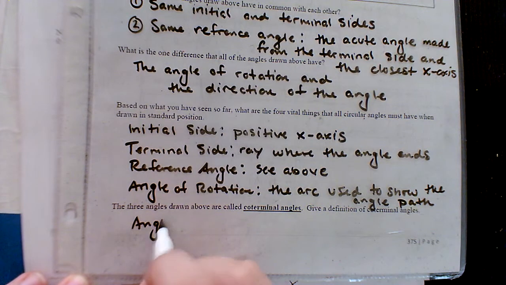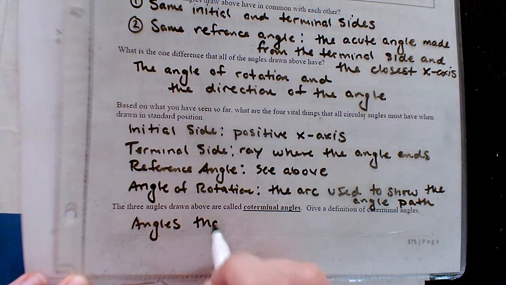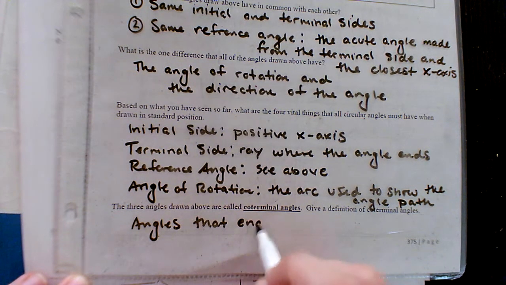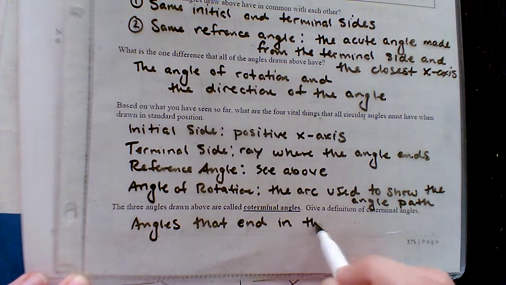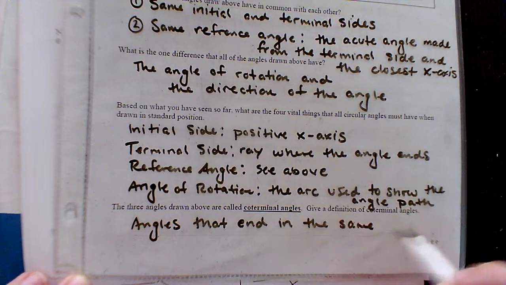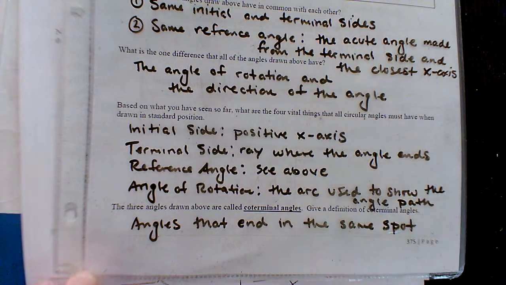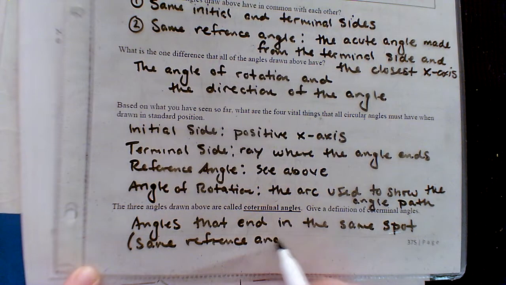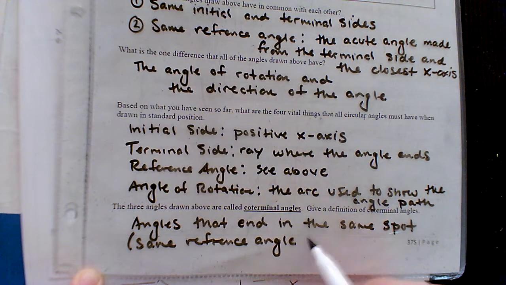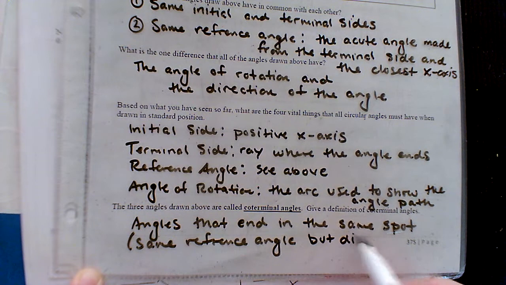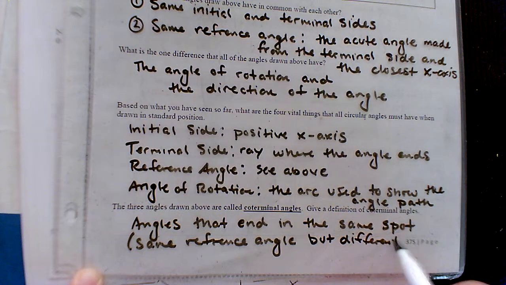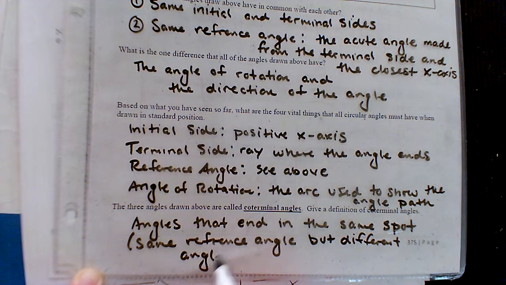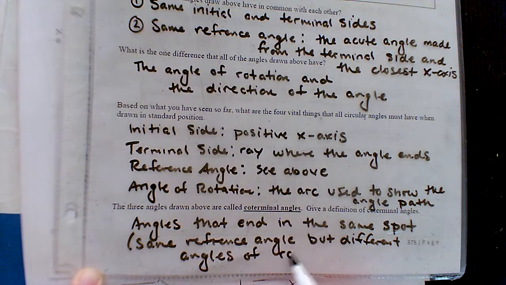So we'll say coterminal angles are angles that end in the same spot. Okay, AKA they have the same reference angle, but different angles of rotation.